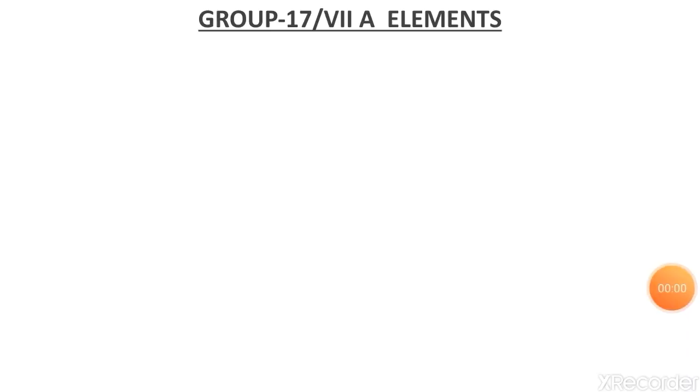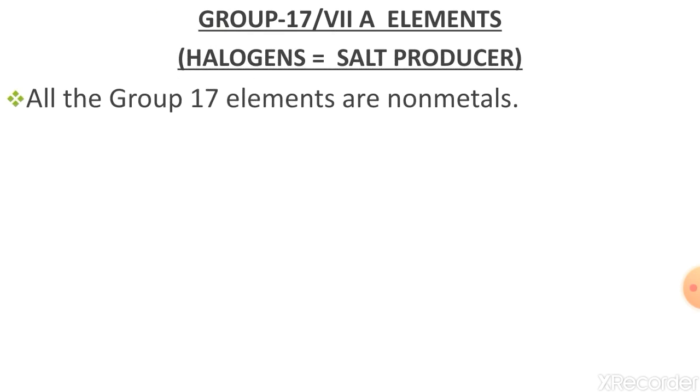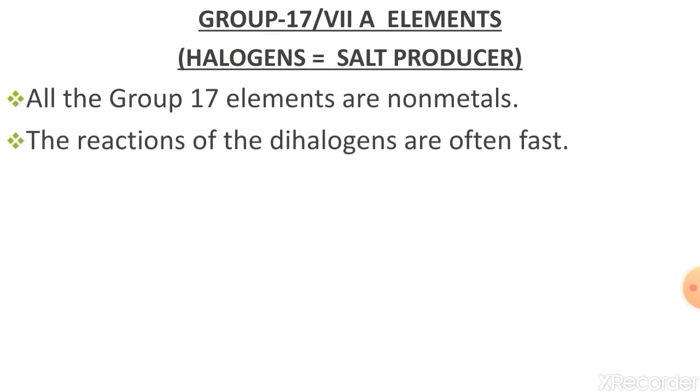Now dear students, again come to the general introduction of group 17 elements. Group 17 elements are also known as seventh group elements. They are also known as halogens, that is, salt producers. All the group 17 elements are non-metals. You have to know that the reactions of dihalogens are often very fast. This is due to the high reactivity of halogens. Some more points you have to note down.